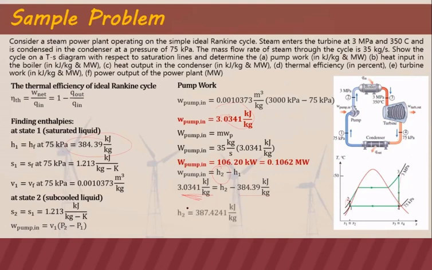That's why we have enthalpy at point 2 as 387.4241 kilojoules per kilogram. So as you can see here, there is an increase of enthalpy from 384.39 to 387.4241, even though it is a subcooled liquid. This is the value that we will also need for the computation of the heat input in the boiler, because as you can see here, we'll need 0.2 and 0.3. So we are good with state 1 and state 2.